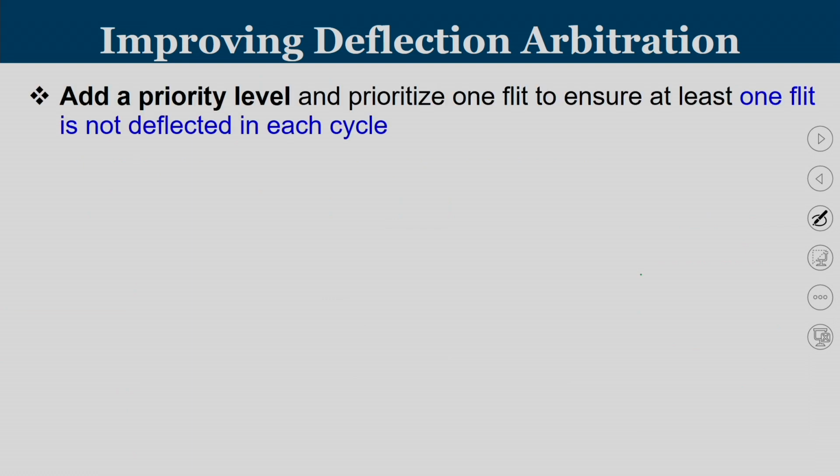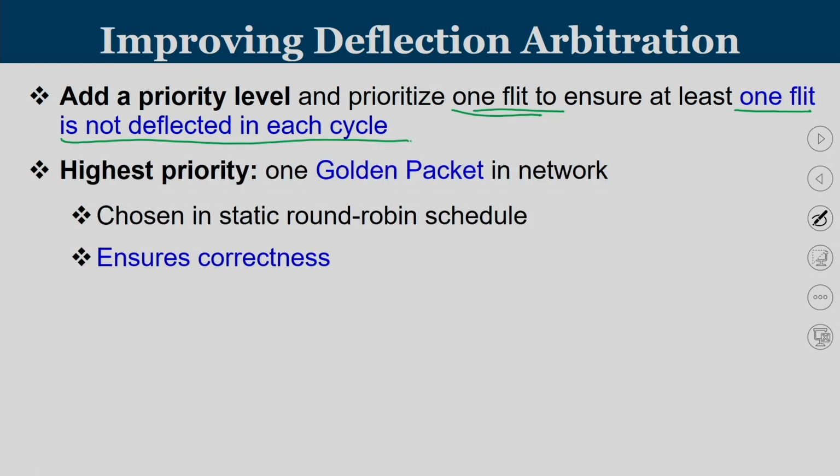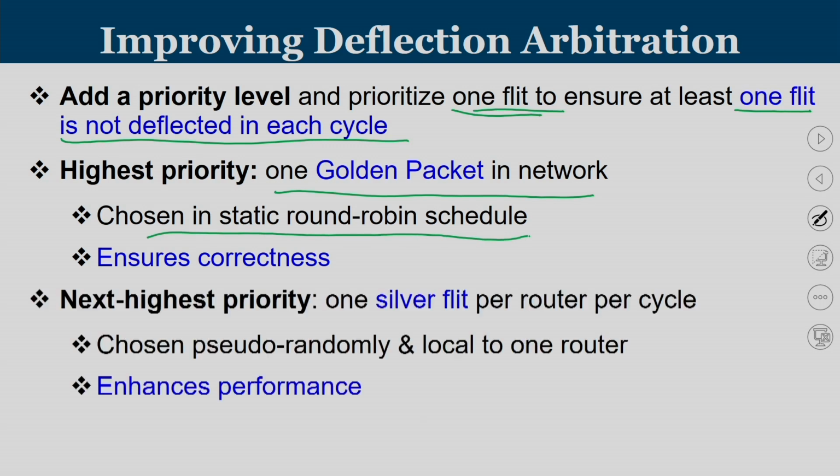It is called deflection arbitration. You are adding one more priority level and prioritizing one flit to ensure that at least one flit is not deflected in each cycle. That is going to be the mechanism. So the highest priority still holds, that is the golden flit packet scheme in the network, and that is chosen based upon a static round robin schedule. One of the flits will be golden and that ensures the correctness of the algorithm.